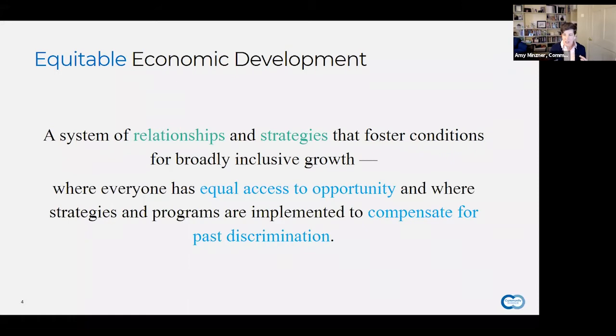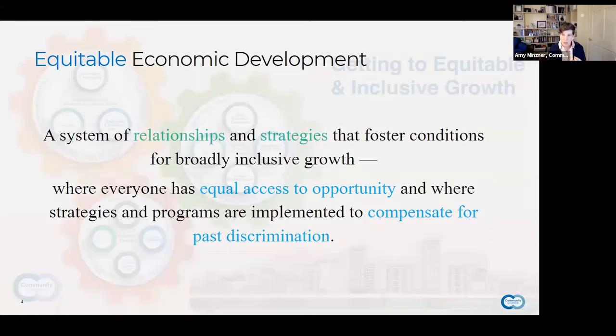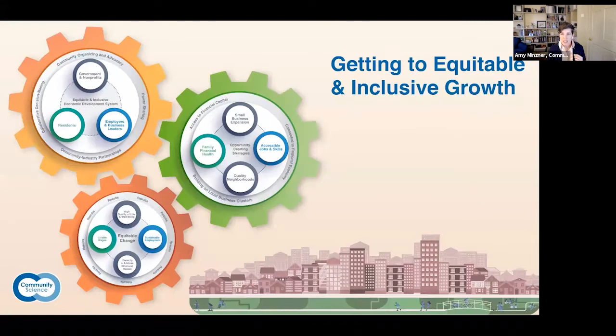So as a group, we've reflected on a framework for getting to equitable and inclusive growth. This framework comes from a recent article in the Foundation Review, and we're going to put a link to that in the chat. What we call out is that the first cog is really about the system, how the system works, not what we do. What we do is the green cog, but how we do it, who is part of those relationships.